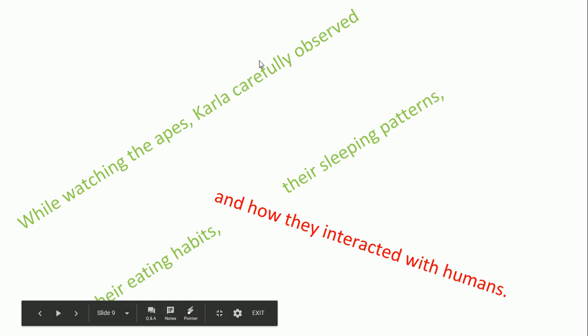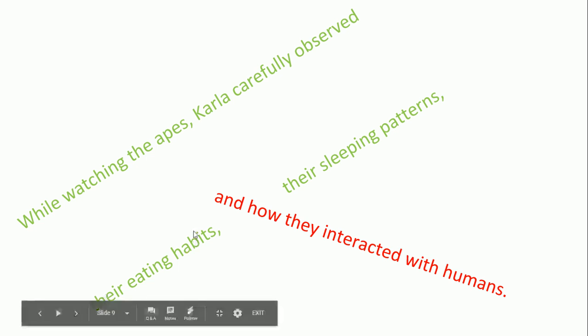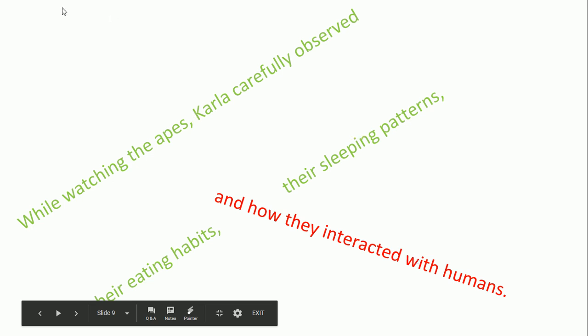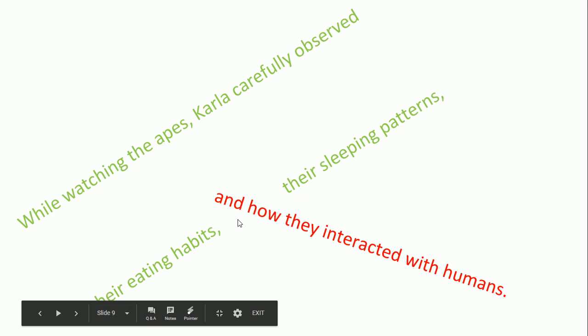So here, while watching the apes, Carla carefully observed, and after this I'm going to list some things that Carla observes. And here I have their eating habits. So all three of these are equivalent elements or equivalent parts of the sentence. That's what I mean on the previous slide when I say equivalent elements. These are three equivalent elements. And the rule is that they have to then have identical form.